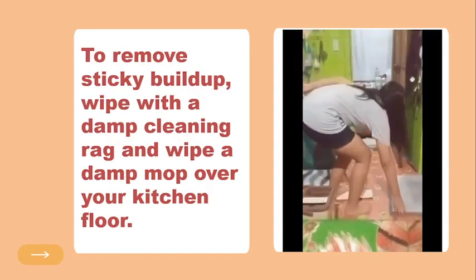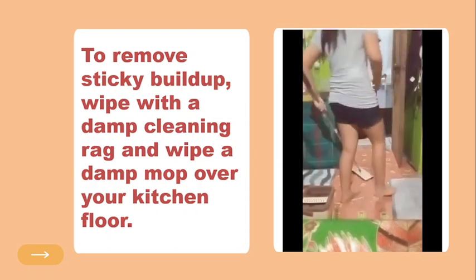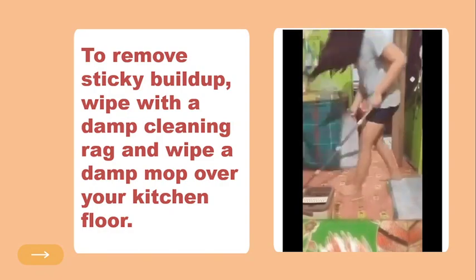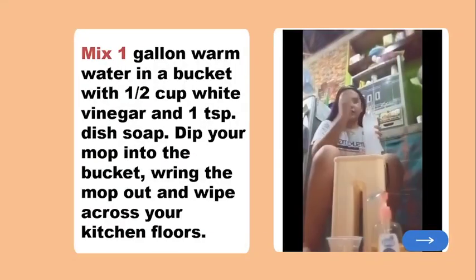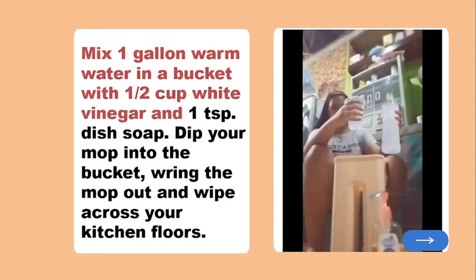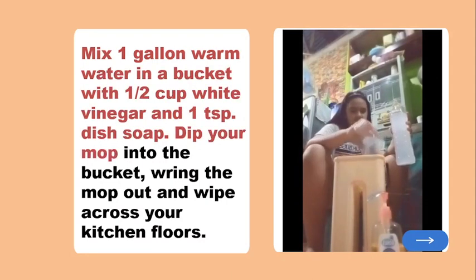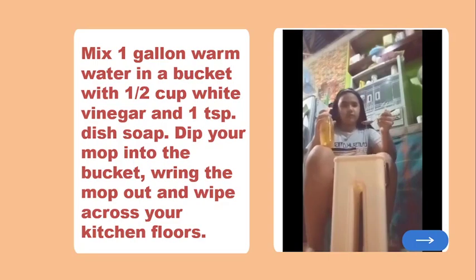Remove sticky buildup. Swipe with a damp cleaning rag and wipe a damp mop over your kitchen floor. Mix 1 gallon warm water in a bucket with 1/4 cup white vinegar and 1 teaspoon dish soap. Dip your mop into the bucket, wring the mop out and wipe across your kitchen floors.